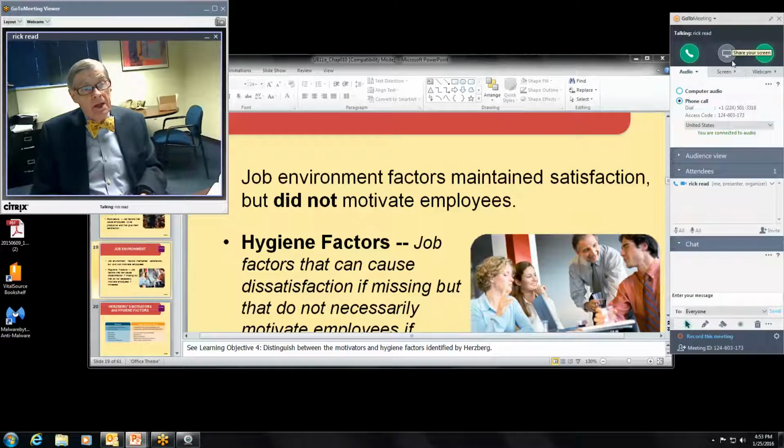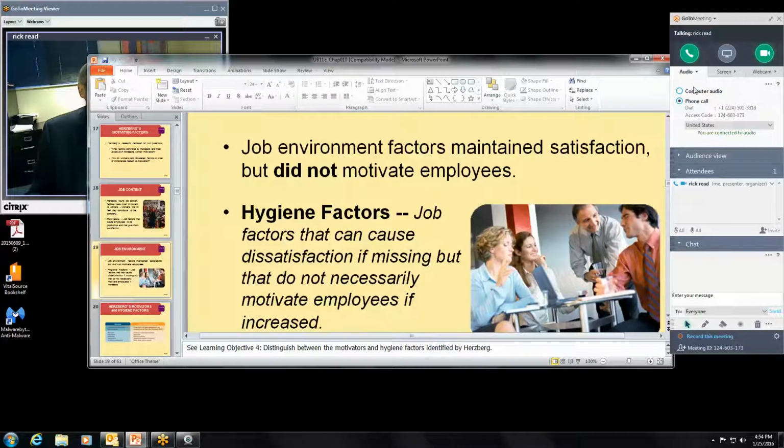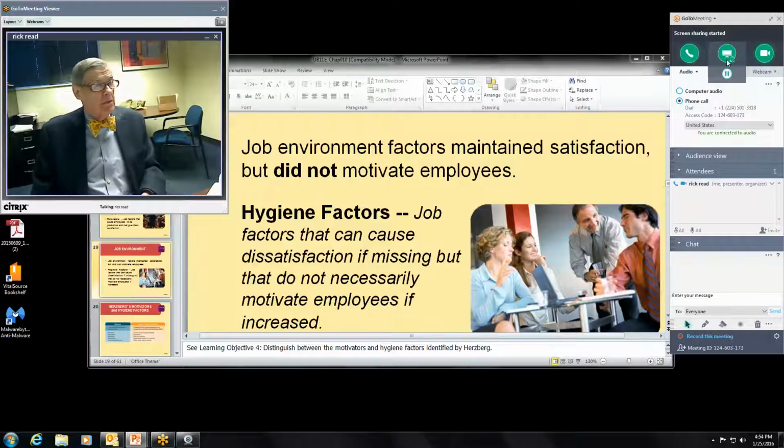Those are things that are associated with job dissatisfaction. And if they are fixed, in other words, they're addressed, they won't necessarily increase motivation. They will just decrease job dissatisfaction. But notice he talks about working conditions and supervision, interpersonal relations, et cetera, et cetera. And it's very important to say here, this last thing, that they do not necessarily motivate employees if they're addressed, fixed, et cetera.